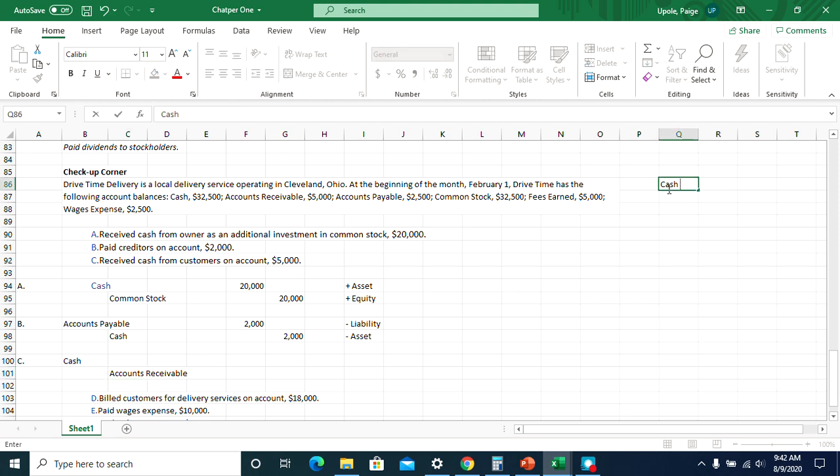So at the beginning of the month, we had cash of $32,500. That's an asset. So we record it as a debit balance. We also had accounts receivable of $5,000. That's an asset, so we record it as a debit balance. We had accounts payable of $2,500. That's a liability, so we record it as a credit balance. We had common stock of $32,500. That's equity, so we record it as a credit balance.